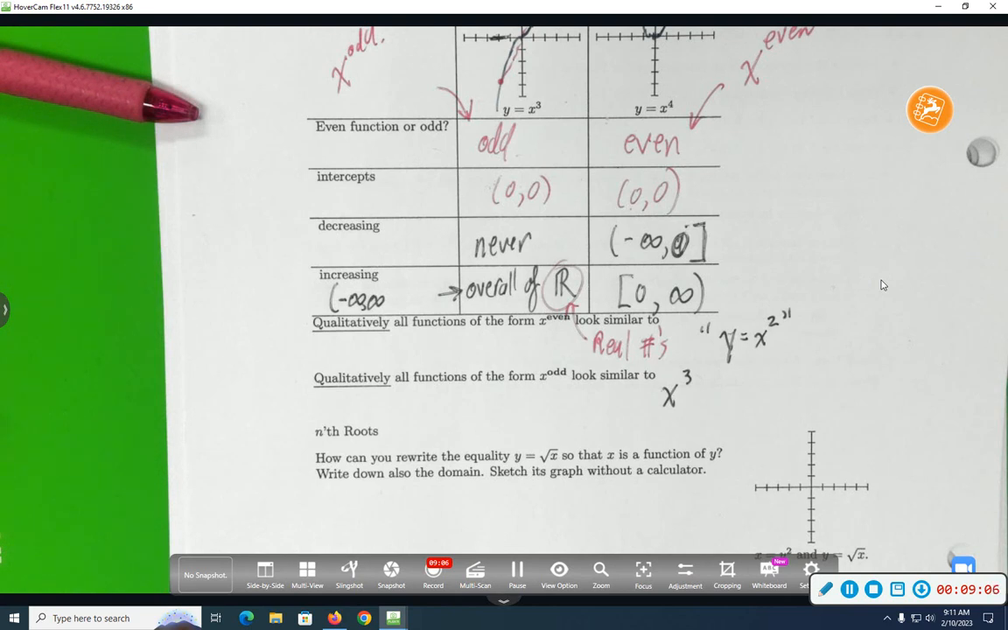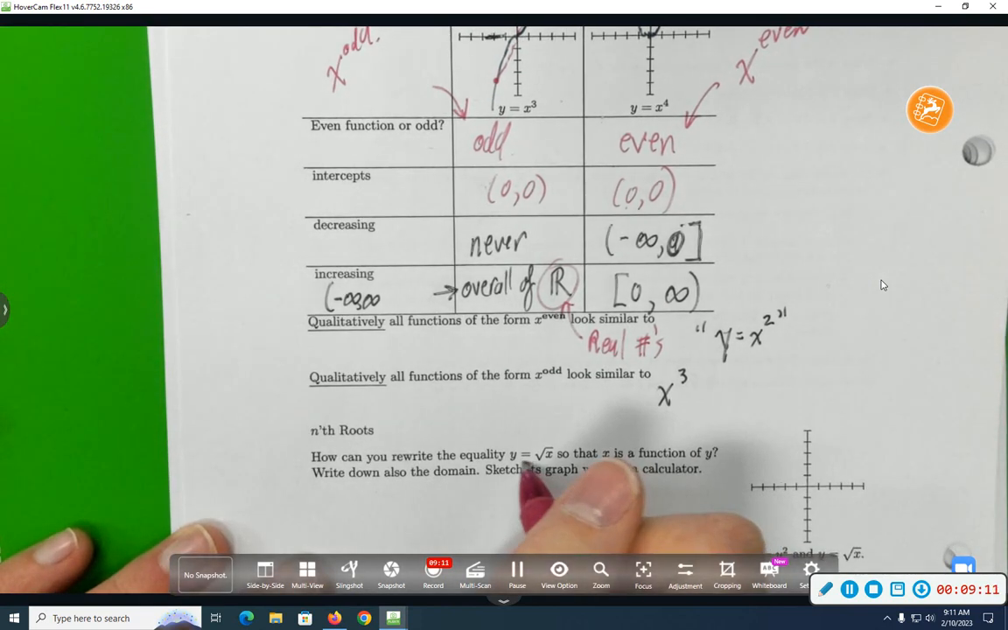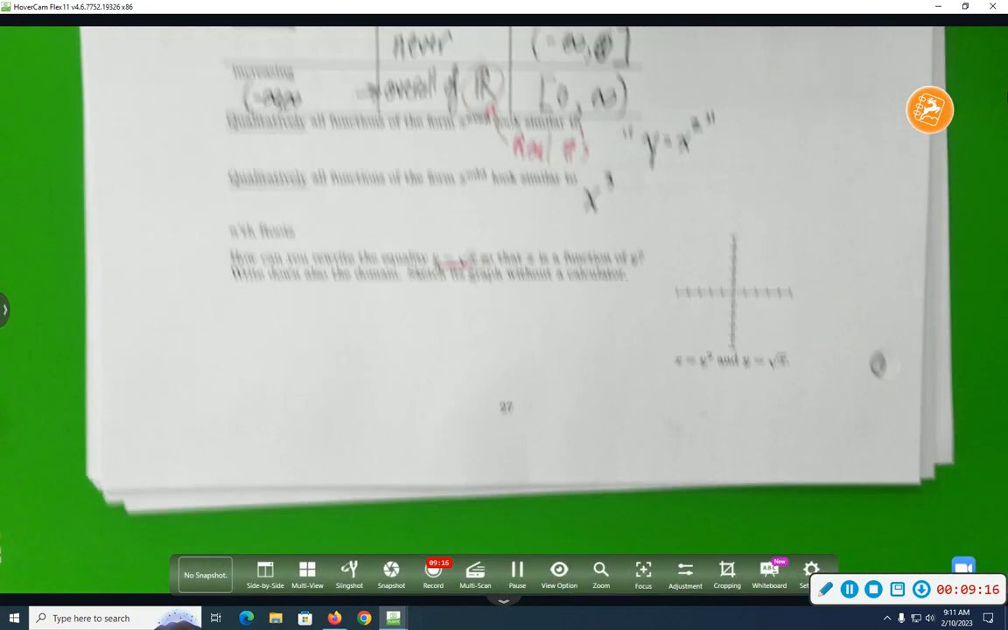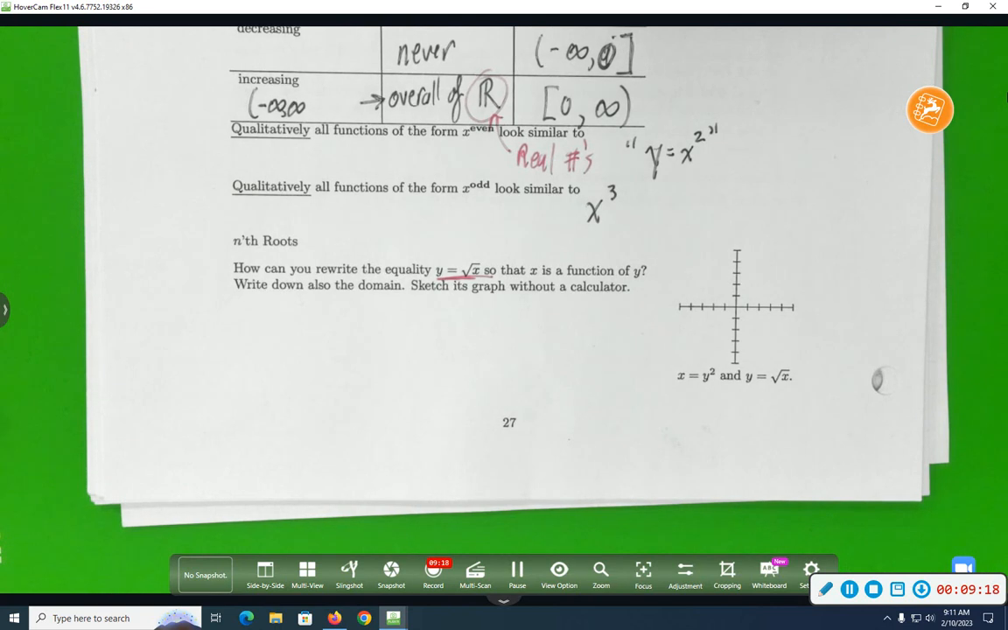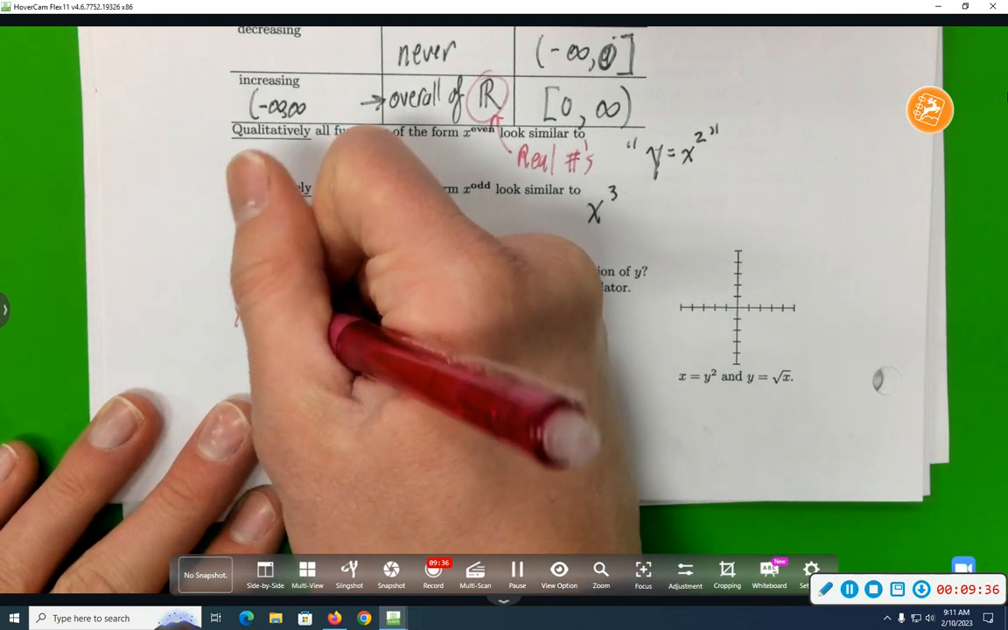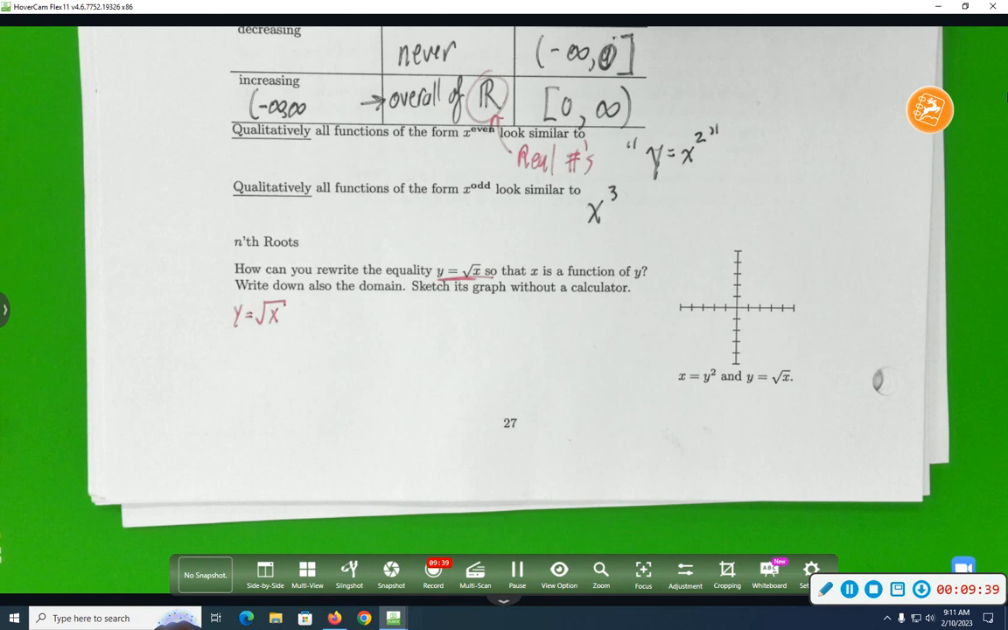Excellent. The next set of functions that I think I want to talk about the graph of by hand are things that look like y equals the square root of x. And think about the graph. I think this is a good time to introduce some of the ideas of inverse functions. So, if you have the equation y equals the square root of x, what would you get if you solved that equation for x?